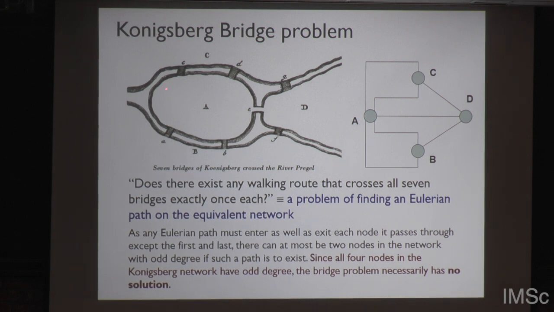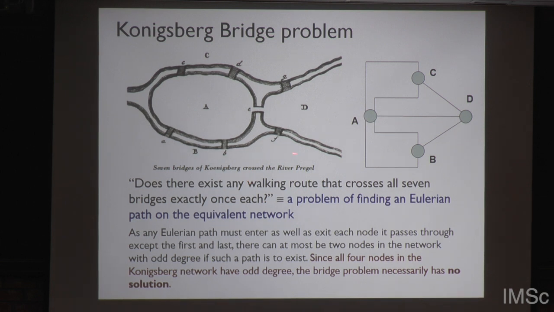So this is a slightly different representation of the bridges of Königsberg. You have the 7 bridges: A, B, C, D, E, F and G. And the question one is asking is, can you actually find a path which would go through each of these edges once and once only?